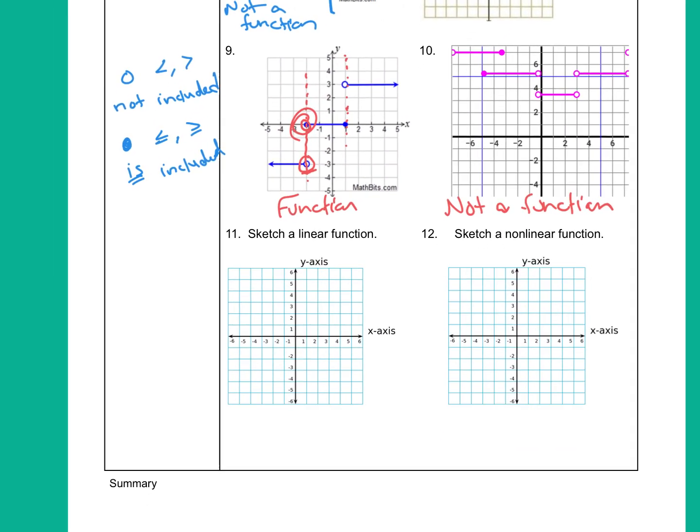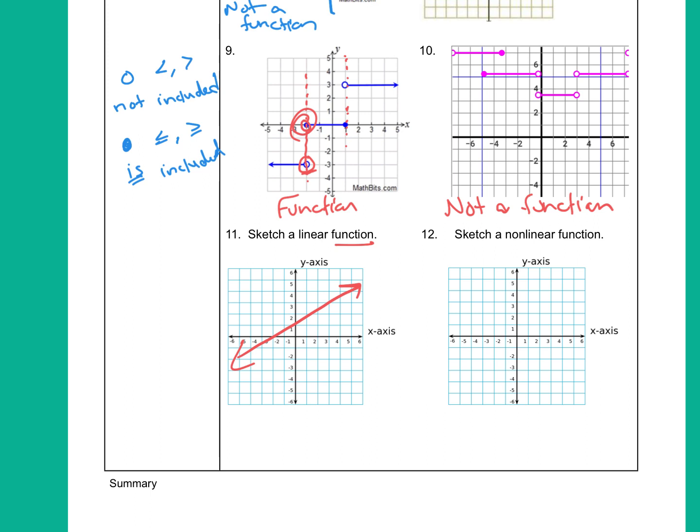And then the last one, sketch a linear function. So I could do this so many different ways. I'm just going to draw any straight line with the exception of one. So I'm going to draw one like this. The only straight line that I cannot draw because it says function is a vertical line. So I could not draw this line on a graph because a vertical line will not pass the vertical line test. Every other straight line is going to be a function except for this one.